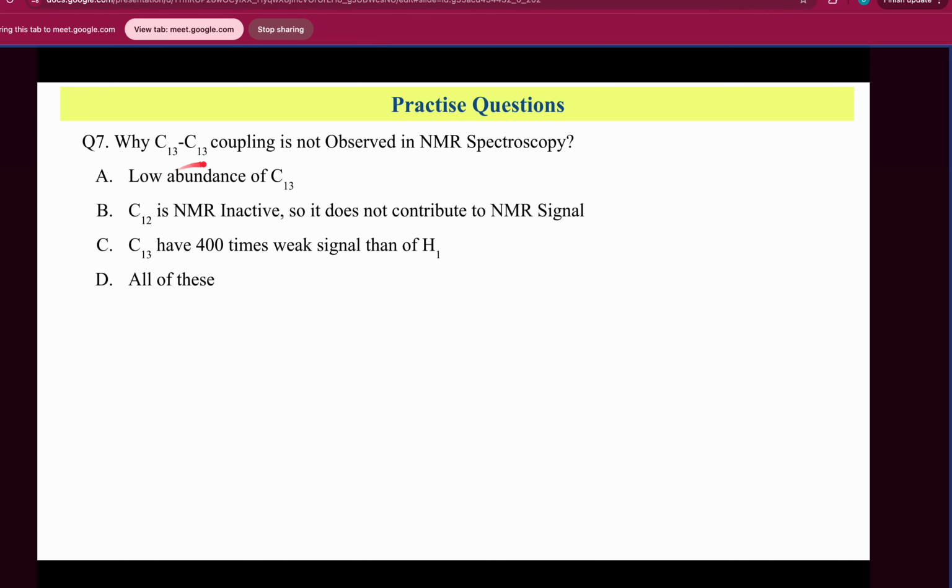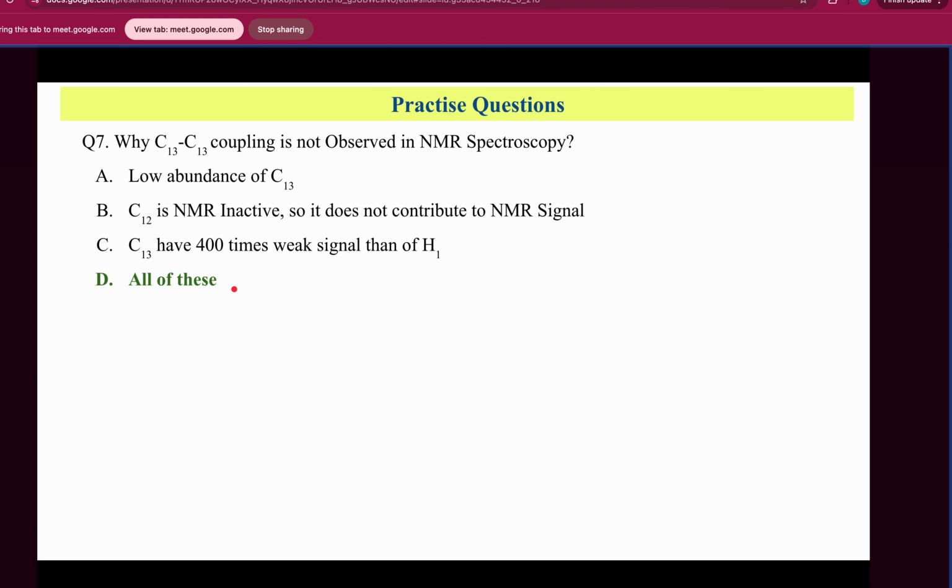Next question is, why C13 coupling is not observed in NMR spectroscopy? So option A is low abundance of C13, option B is C12 is NMR inactive, so it does not contribute to NMR signal. Option C is C13 has 400 times weaker signal than H1, and option D is all of these.